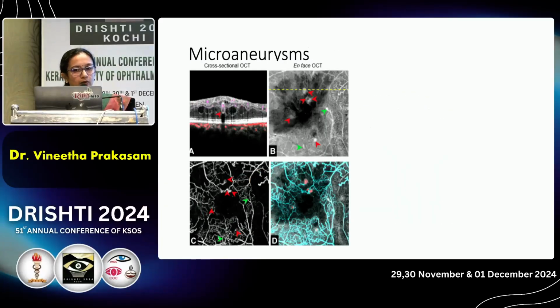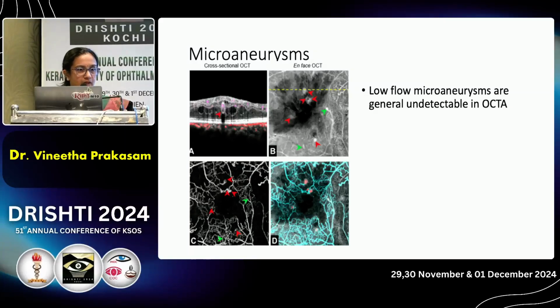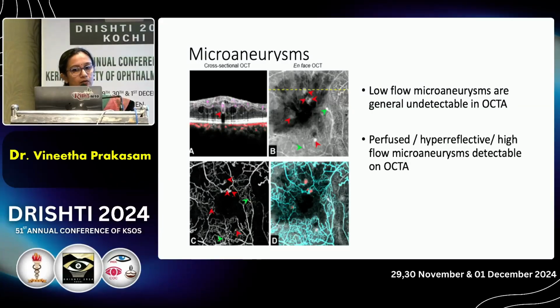Now, microaneurysms, generally low flow microaneurysms, are not detectable on OCTA because it is based on the flow of blood in the blood vessels. However, perfused microaneurysms, which are hyperreflective or high flow microaneurysms, can be detected in OCTA. And these are the microaneurysms that are actually associated with an increased risk of localized edema and even ischemia.